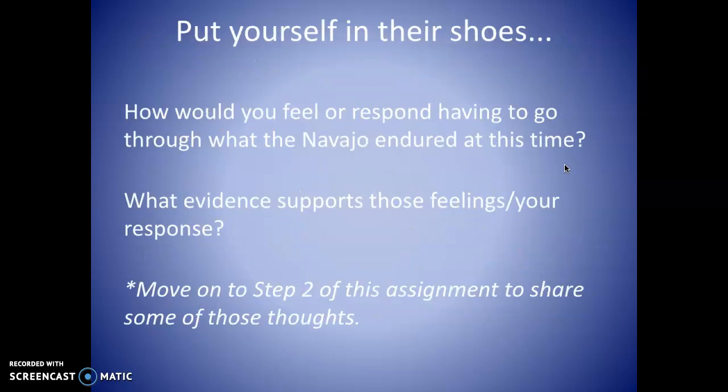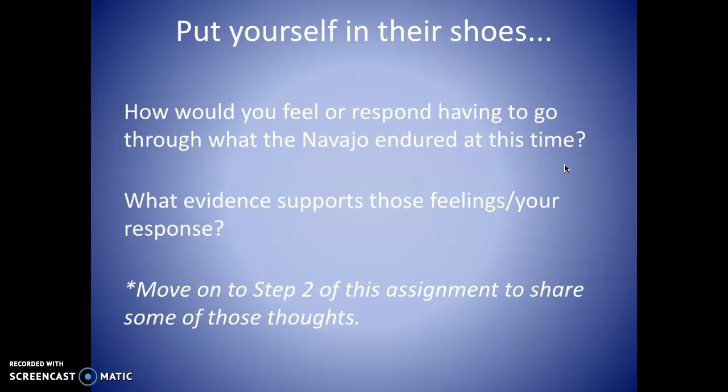So for part 2 of this assignment, I want you to start brainstorming. Put yourself in their shoes. How would you feel or respond having to go through what the Navajo endured at this time? So think about outsiders coming in, telling you you have to move from your home that you've always been on because basically they're moving in. How would that make you feel? How would you respond? What evidence supports those feelings or what your response would be?